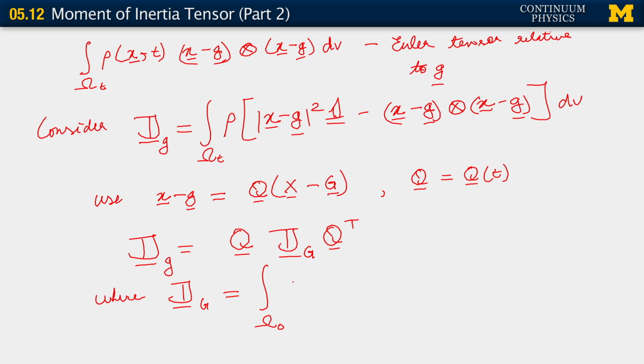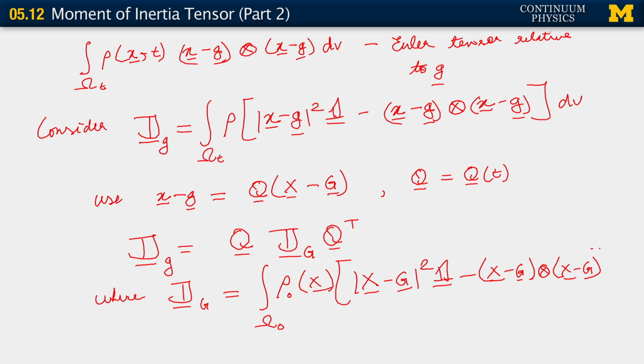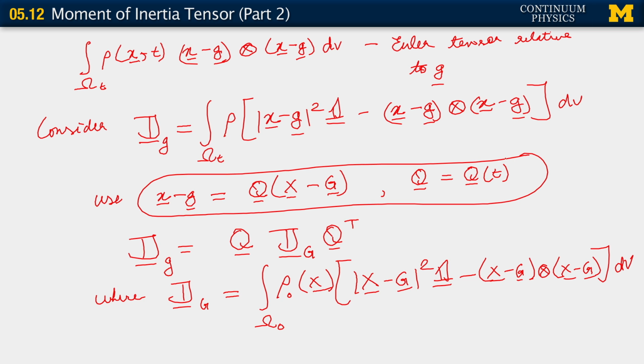Integral over omega naught rho 0 function of x, Euclidean norm square of this vector, isotropic tensor, minus the tensor product of the reference position of every point relative to the center of mass with itself. Okay? It's not very difficult to show. You just make that substitution that I have here, and use the fact that whereas the integral for this definition of the moment of inertia was an integral over the current configuration, we can always do a change of variables and write it as an integral over the reference configuration.